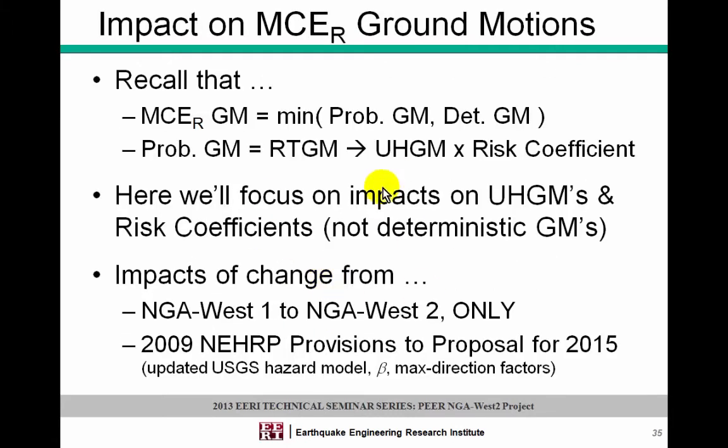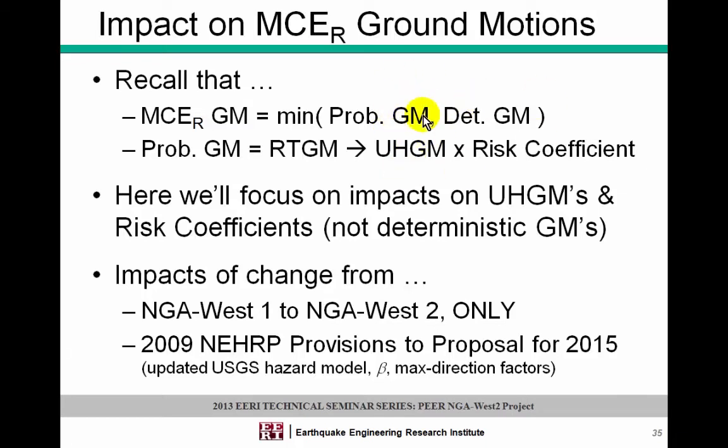Okay, so before I actually show a figure, remember MC sub R ground motions are the minimum of probabilistic and deterministic ground motions. Probabilistic ground motions are now risk-targeted ground motions, and you can dissect those into a uniform hazard ground motion times a risk coefficient. And so what I'm going to show is, we're just going to focus on the impacts on the uniform hazard ground motion part, which you already saw some of in Mark's, but I'll show that again just to reinforce that.